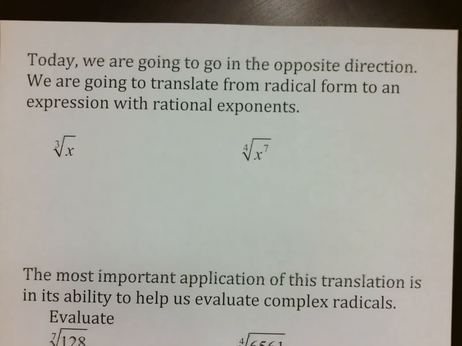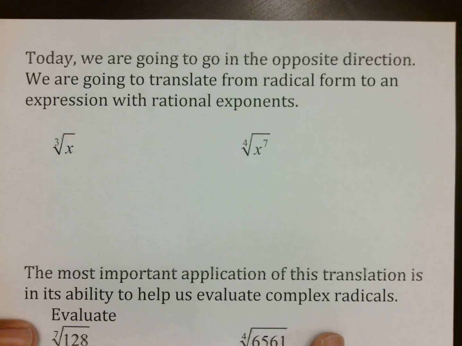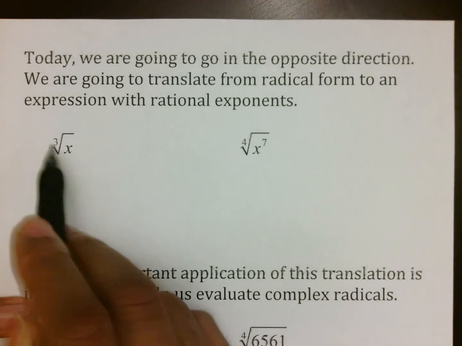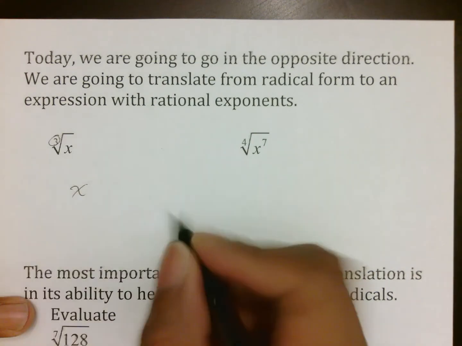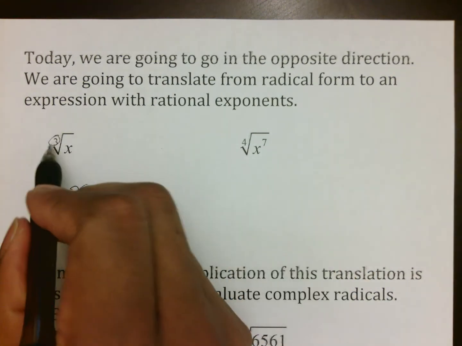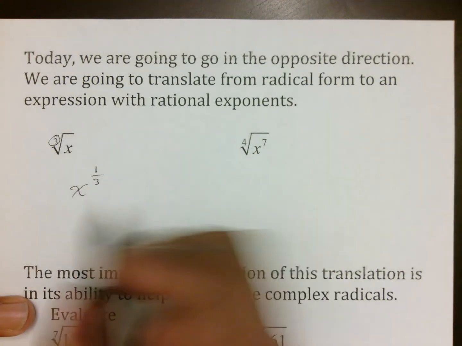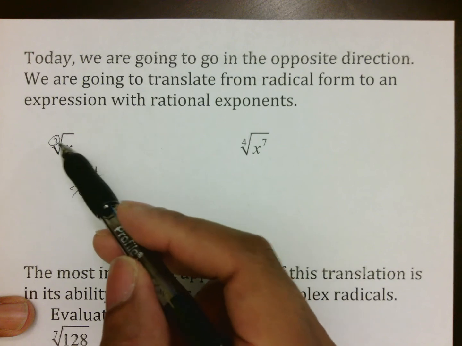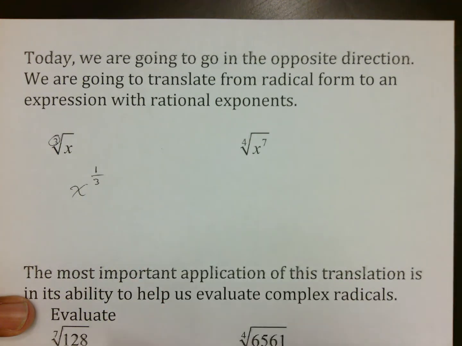Today we're going to go in the opposite direction. We're going to translate from radical form to an expression in rational exponents. And it should be pretty easy considering what we know. We know that this number came from the bottom of a fraction, and so therefore this number goes on the bottom, and since there is nothing there, it means that there is a 1. So this would just be x to the 1/3, because again, from what we know, that is the denominator, and the inside power is your numerator. So it's just undoing what we did yesterday.